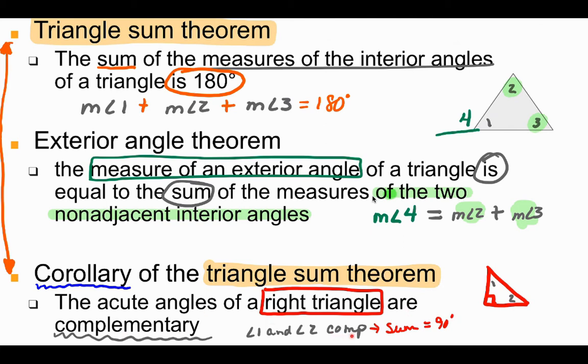Remember, our definition of complementary is that the sum is 90 degrees. So just a little reminder that if we took the measure of angle 1 plus the measure of angle 2 plus the 90 and set them equal to 180, when you subtract the 90 away, you get the measure of angle 1 plus the measure of angle 2 equals 90 degrees. So instead of having to subtract away the 90 degrees, we could just start with our complementary calculation.